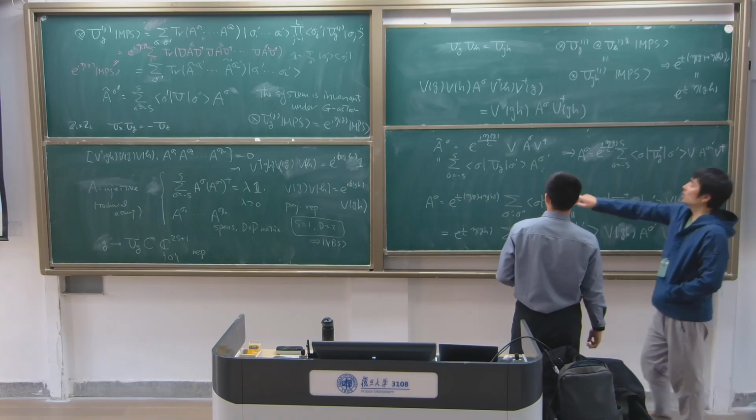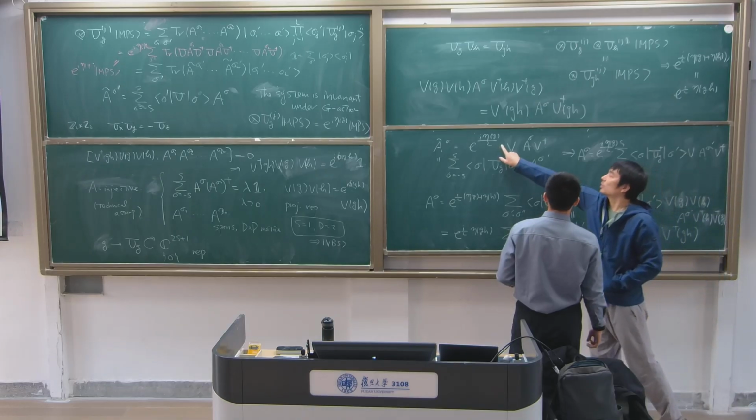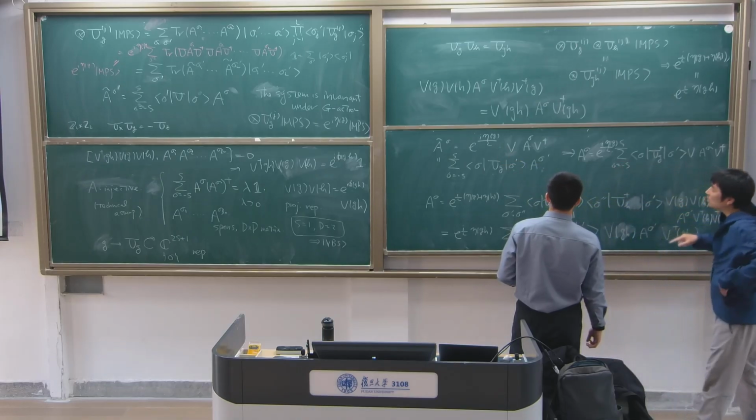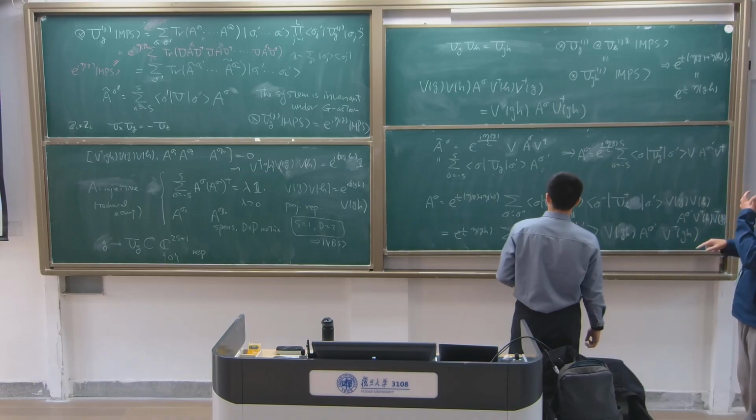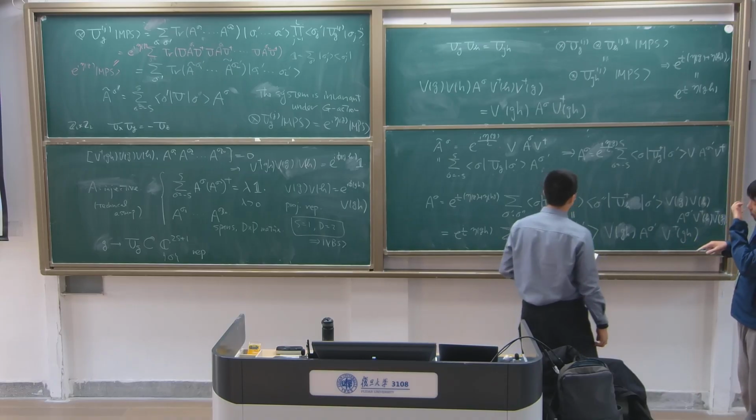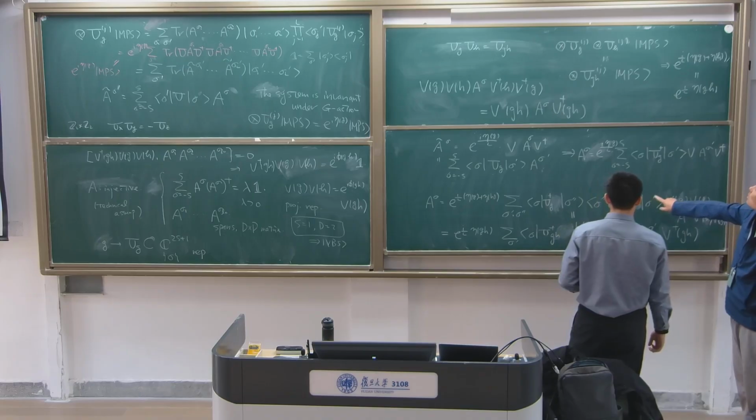I just multiply because inverse length. And here I multiply twice.